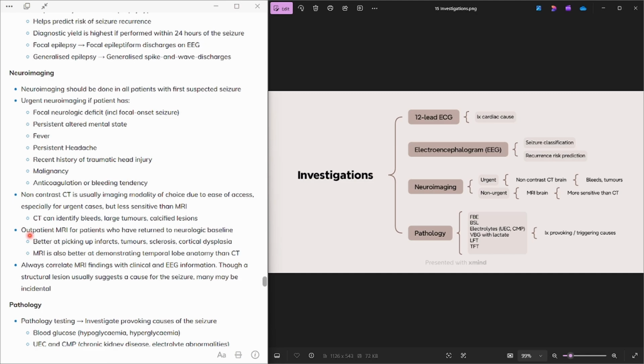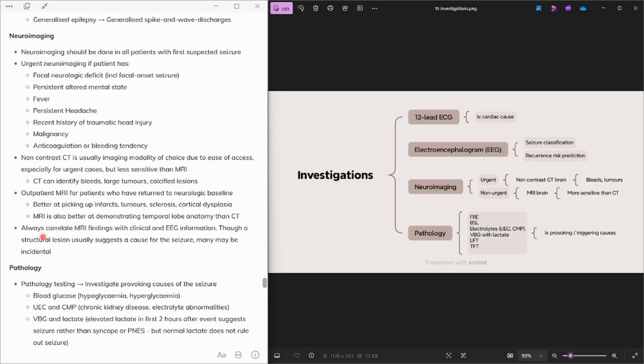If the neuroimaging is non-urgent, then an outpatient MRI brain can be organized for patients when they have returned to their neurological baseline. And MRIs are better at picking up infarcts and tumors, as well as scarring or any cortical dysplasia. And the MRI is also better at demonstrating temporal lobe anatomy than CT. And we know from previously that there are several types of temporal lobe epilepsies.